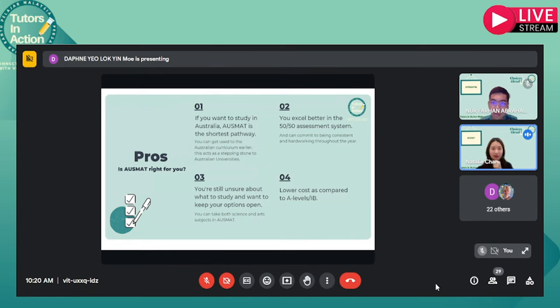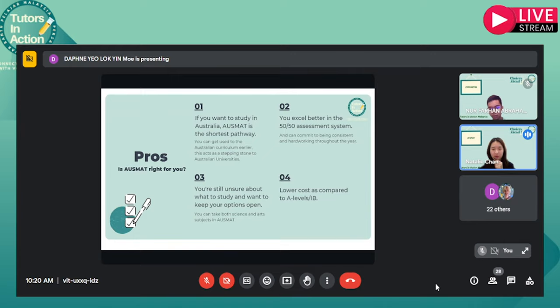Number 3, you're still unsure of what to study and want to keep your options open. As I said in the subject combination just now, you have to choose 5 subjects and you can choose both science and arts as long as you have 5 subjects. So if you don't know what to do in the future, this is a good option because you have science and arts subjects. If next time you want to do arts, you can still do arts. If next time you want to do science, you can also do science.